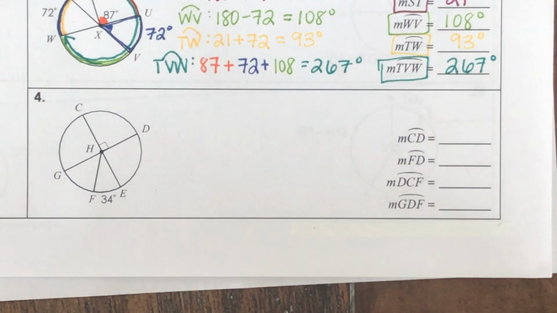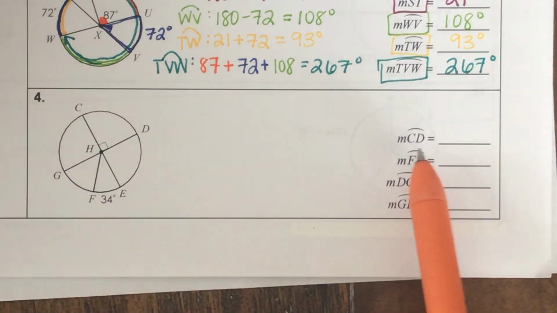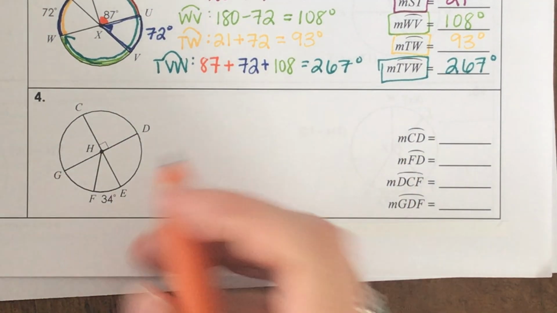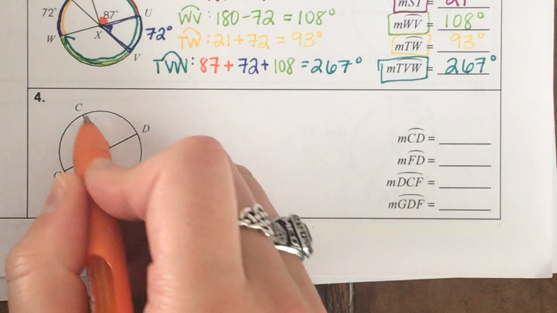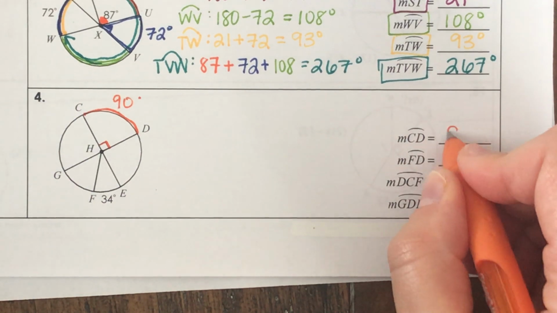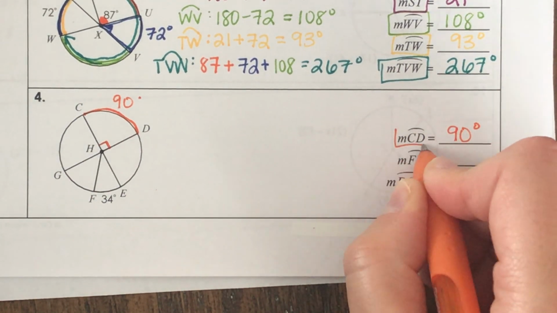All right, number 4. The measure of arc CD. So here's CD. I already know this right here is 90 degrees. That must mean that this arc right here is also 90 degrees. Okay, that was easy.